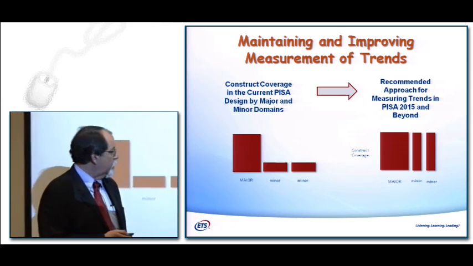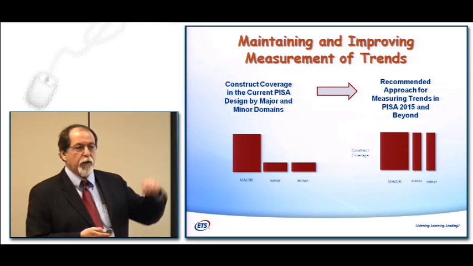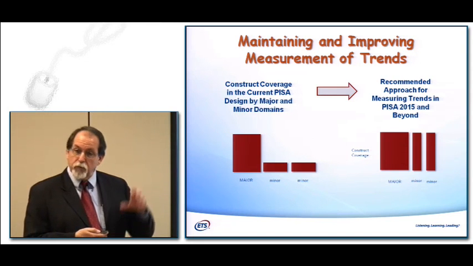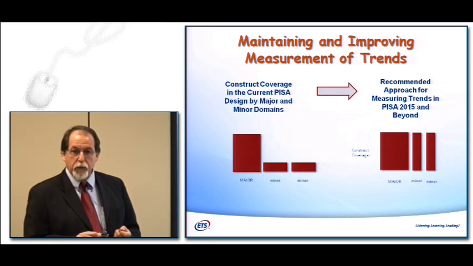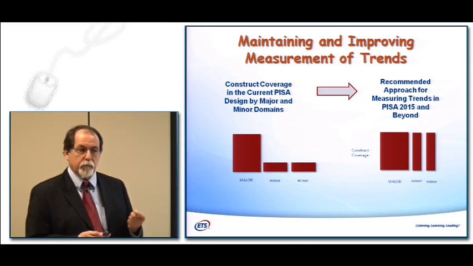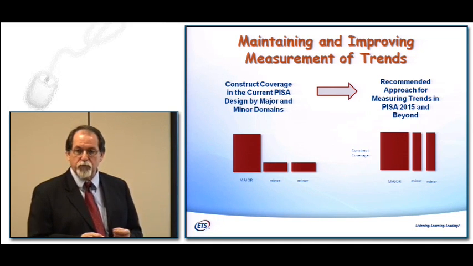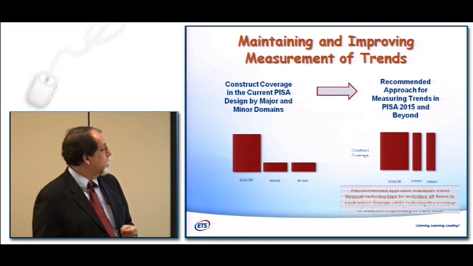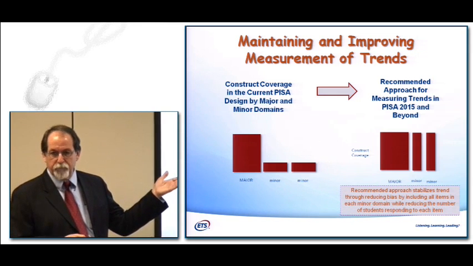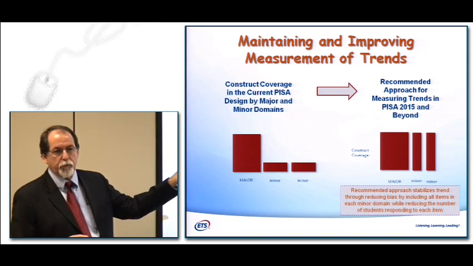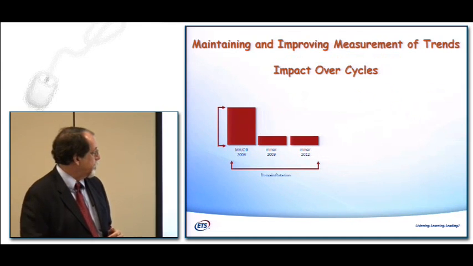So what we were arguing is that the major domain will continue to be a full measurement of the construct, but now we ought to broaden the measurement of the minor domains so that they better represent the construct, and we can give them to fewer students, right? So you can give more items, but fewer students take each item. That will increase the random error a little bit, but it will reduce the systematic error. And so we think that's a better approach, and the design for PISA 2015 plays off of this conceptual approach because we think this will lead to more stable measurement.